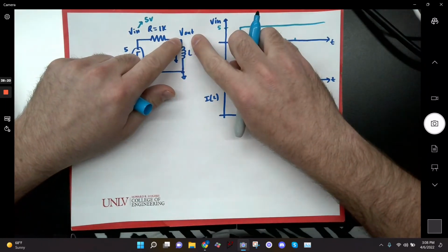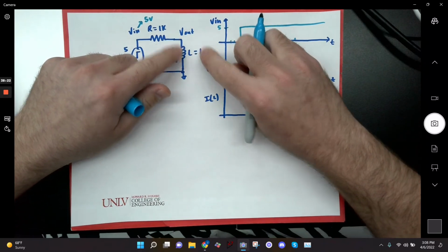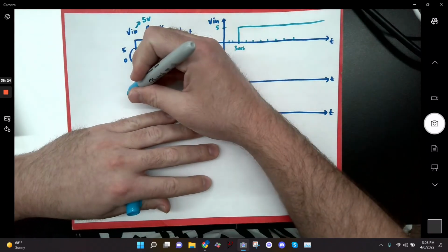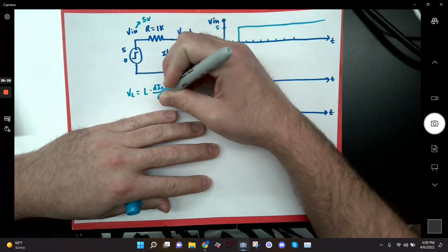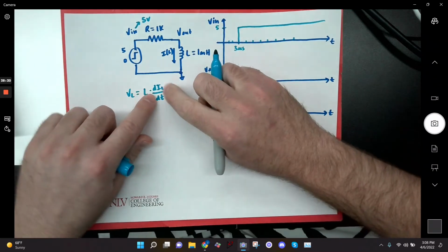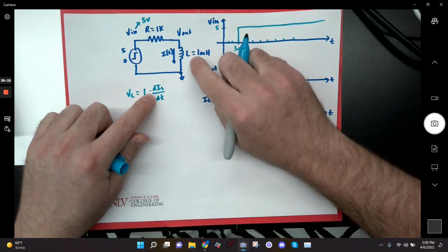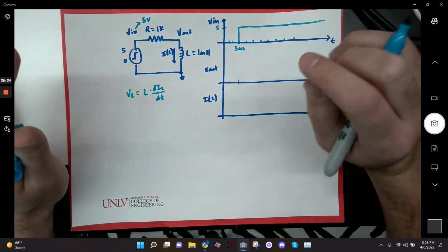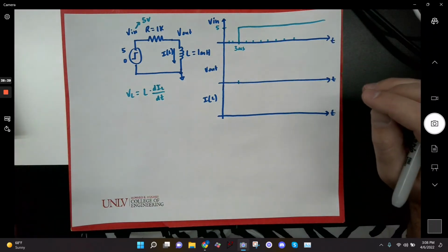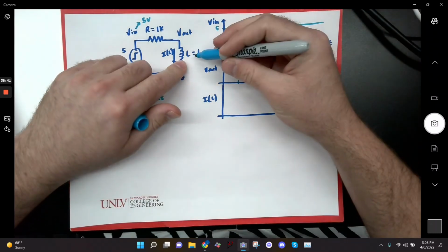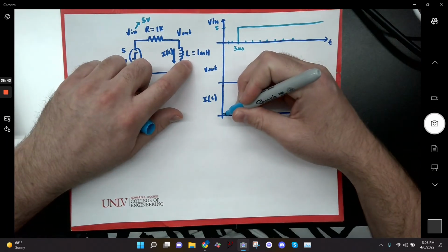What's going to happen to my output is interesting. Okay, what did I say? I said that the inductor's current cannot change instantaneously. How much current was flowing before the pulse went high? When it's at 0, how much current is flowing in the circuit? None, right? So the inductor is sitting at a current of 0 milliamps.